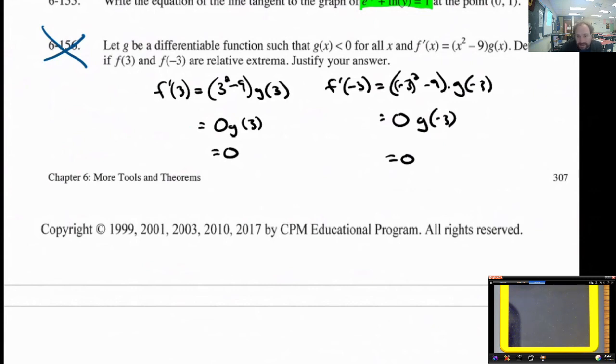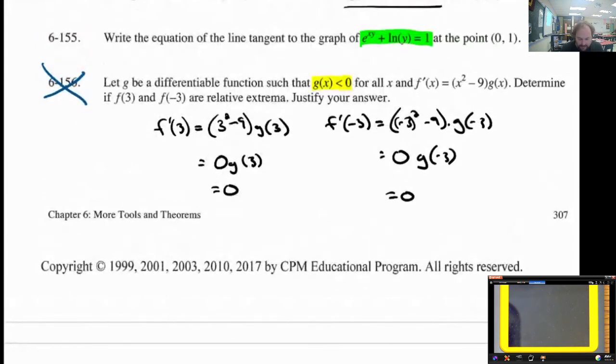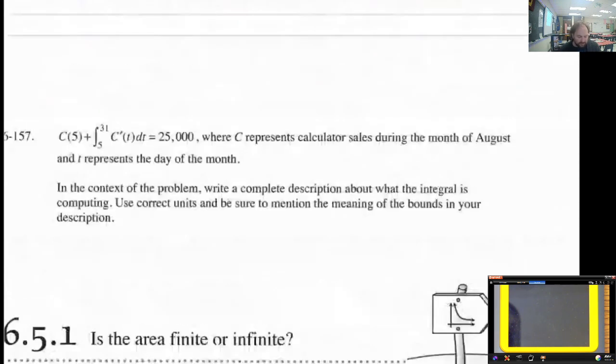That's all, honestly, you have to do. The only other thing is that g of x is always negative. Not that it matters. It's always decreasing, I suppose. So, I don't know. That's all I have. It's always negative. So, okay. Anyway, let's move on to 157.